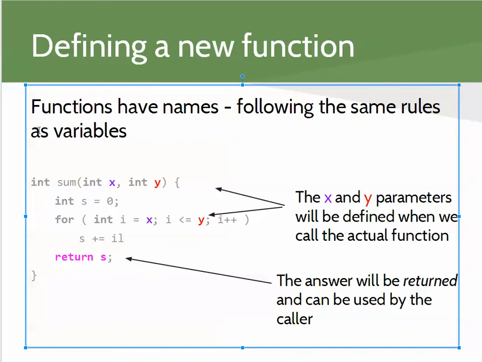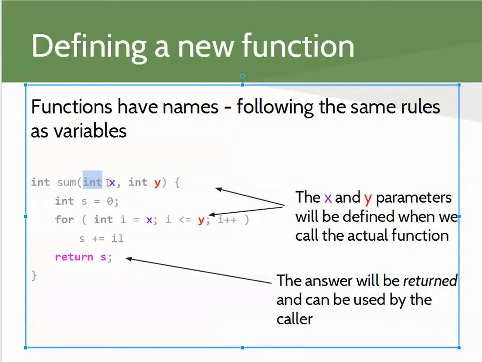Functions have names and they follow the exact same rules as variables. So if you remember variables, their names had to start with an alphabetical character or an underscore. And then after the first character, it could be numbers. So we can have a function called f1 or something like that. We can't have spaces in function names, and we can't have special symbols like dollar signs and pound signs and that kind of stuff. The x and y parameters, really you can think of them up here. They look a lot like function variable declarations without a semicolon, of course.